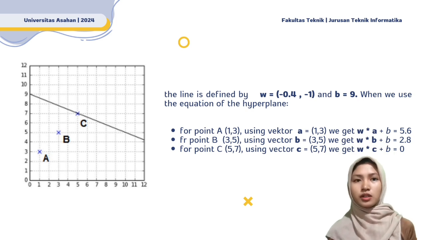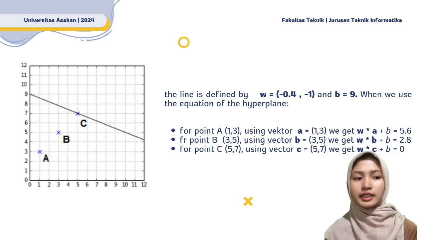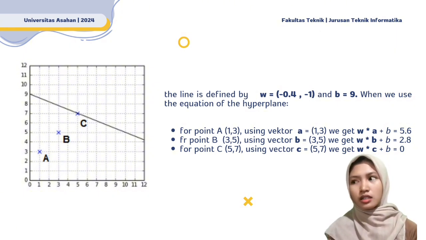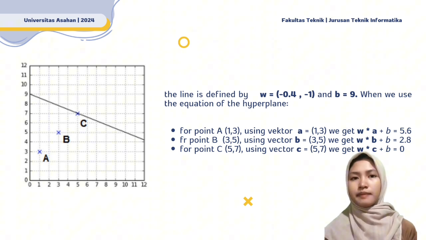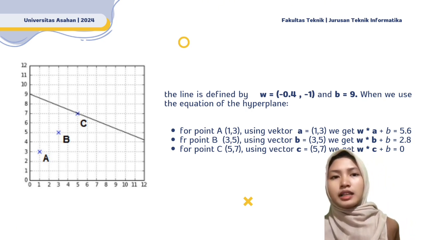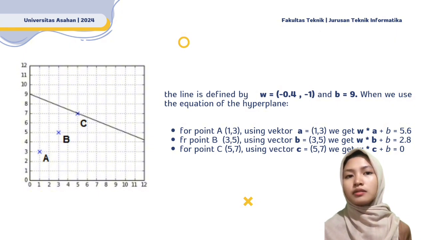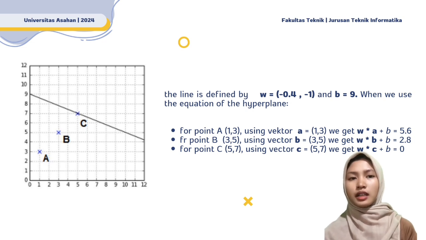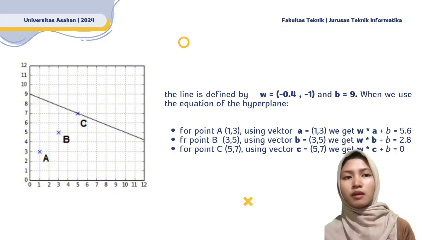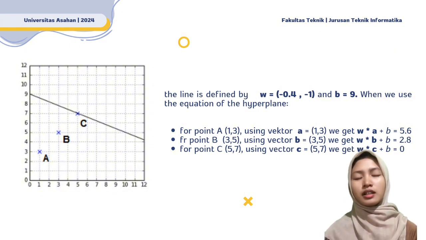Let us see what happens with an example. This is already a picture. From the picture, the line is defined by w = (-0.4, -1) and b = 9. When we use the equation of the hyperplane, first for point A (1, 3), using vector a = (1, 3), we get w·a + b = 5.6.